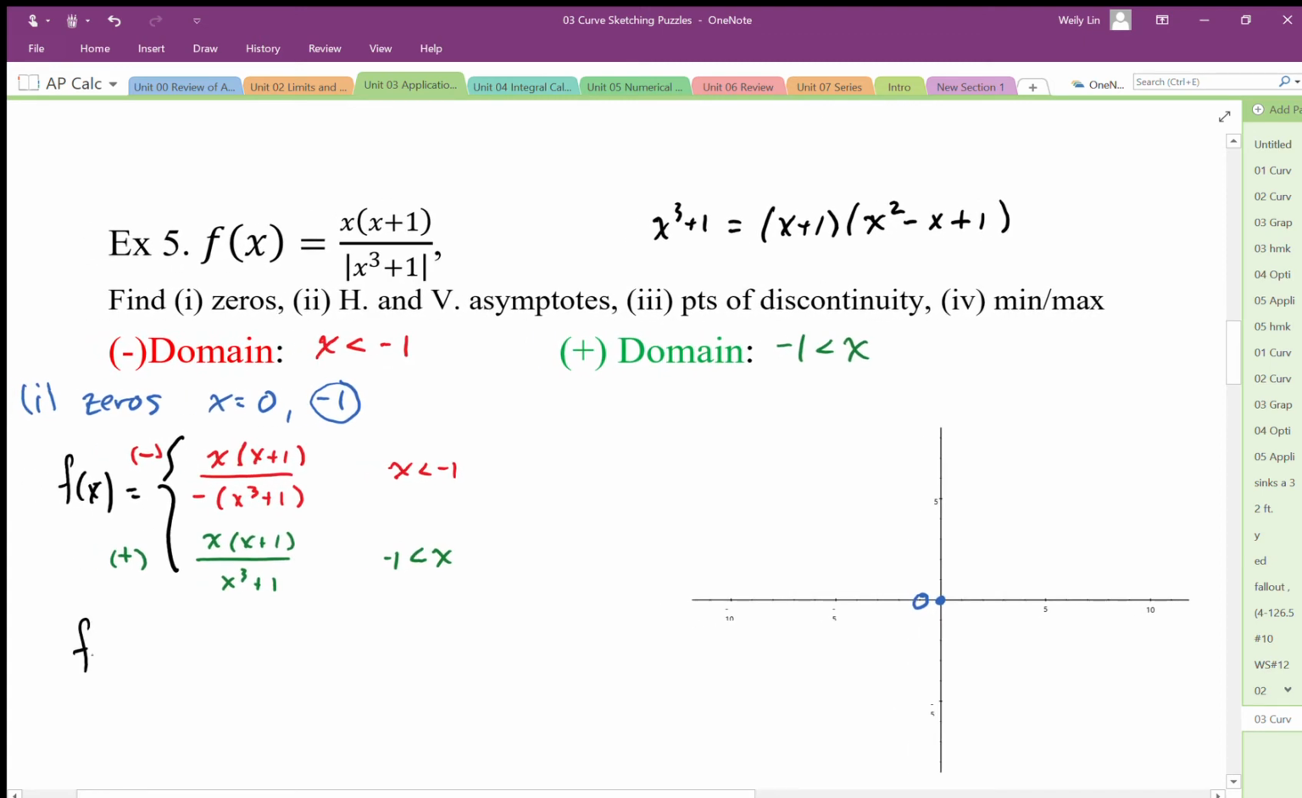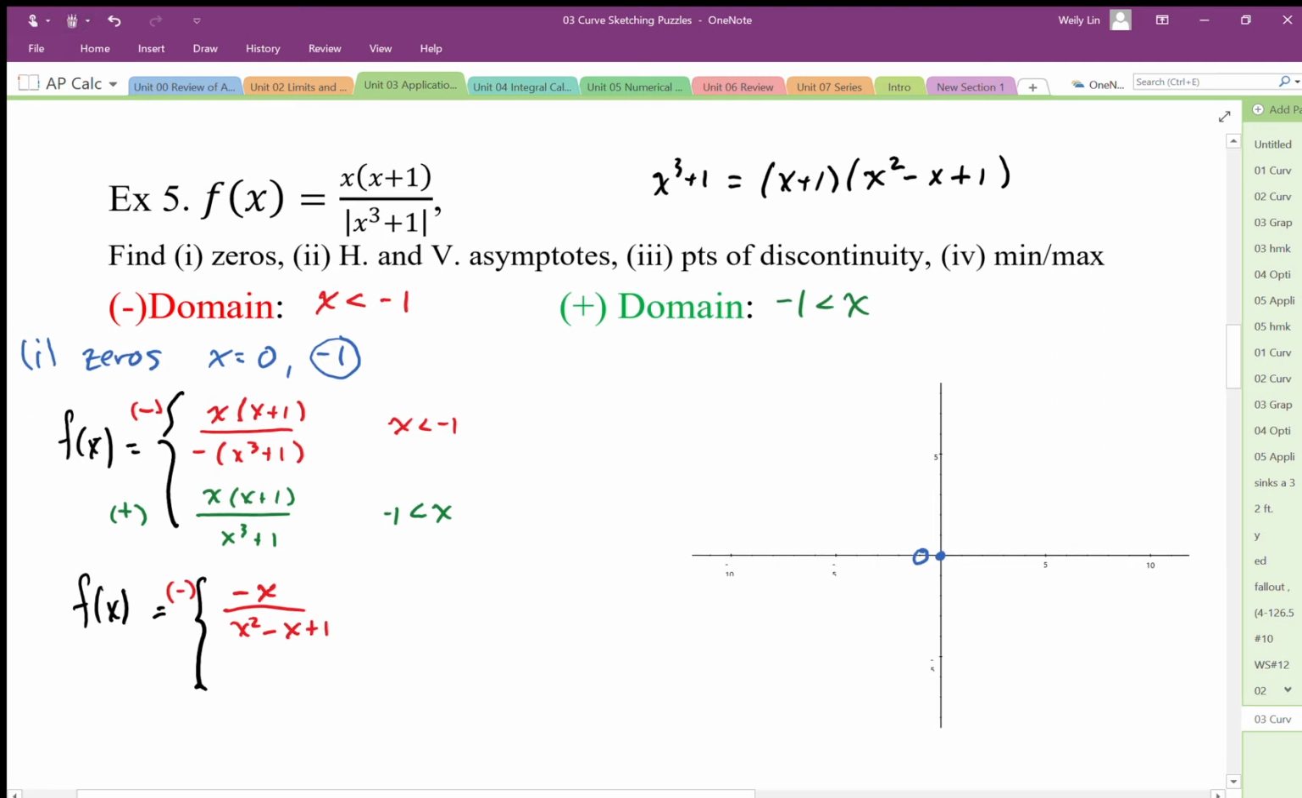So f of x then is going to equal, based on my negatives and positives, I'm going to do my negative first. These terms are going to cancel out, so I'm going to end up with negative x. I'm going to put the negative on top, and that's all over x squared minus x plus 1. Okay, so that's the negative version of that. The positive version of this, again, is going to share the common factor. So the positive version is going to cancel out the x plus 1s, but it's going to be x over x squared minus x plus 1.